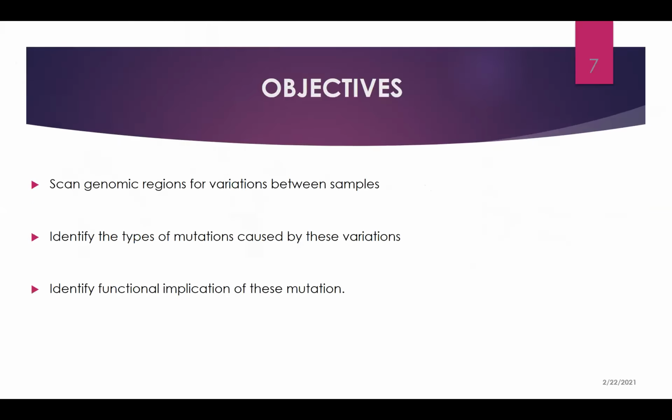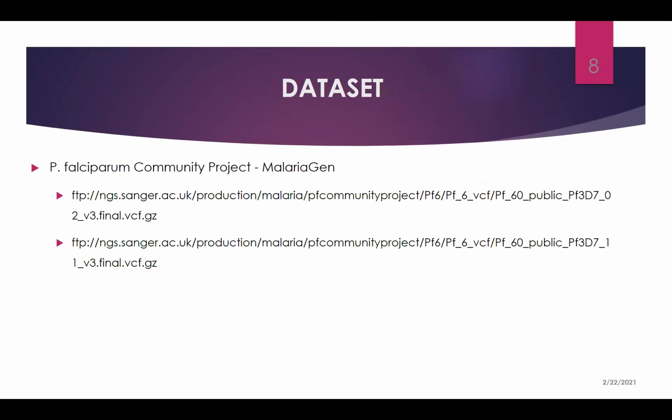So the objective of the project is to scan for genomic regions inside these antigens, find variations in them in the population, identify the types of mutations that these variations cause, and further see the functional effect these mutations have on the translated proteins. I'll take my data set from the MalariaGEN community projects, and this is the URL to the various data sets.